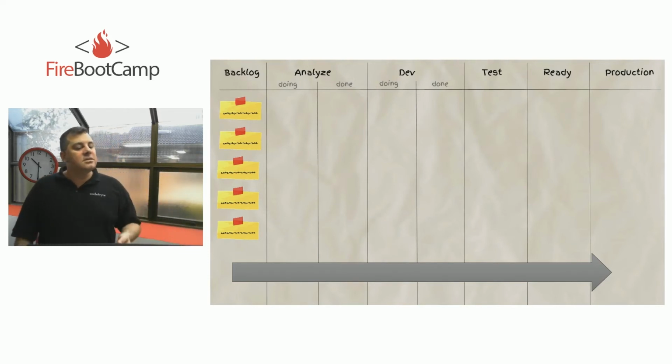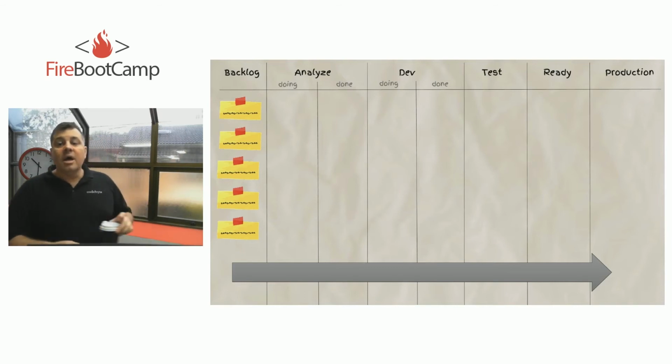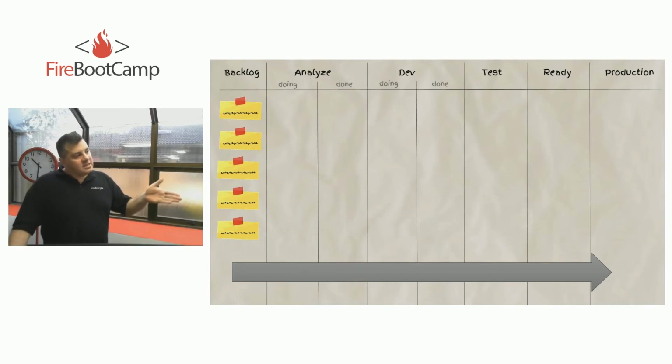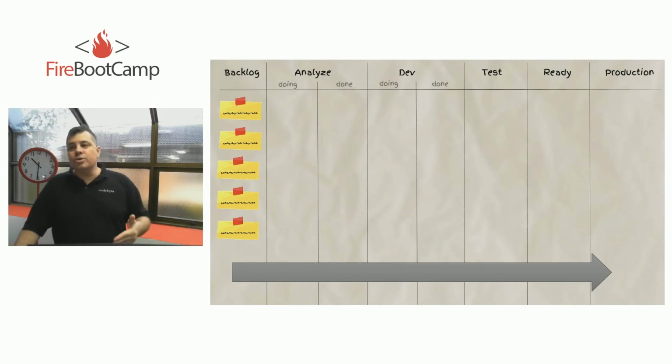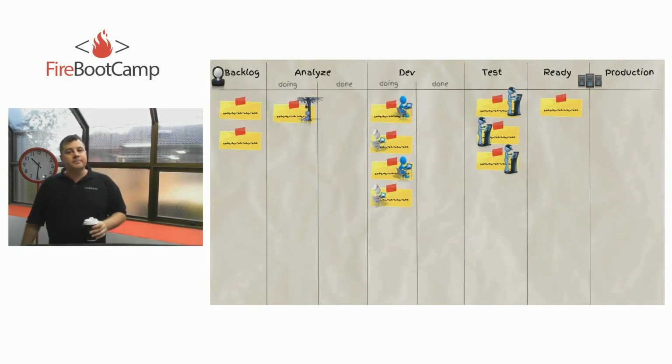What does that mean? As you can see, when our analyzer is ready to work on the next item, he goes and pulls the top card. And I say top card because that backlog is actually managed by the product owner, and that's how you get your prioritizations. So the analyzer pulls the next card, the top card, into doing. And then in one go, you actually see who's working on what.